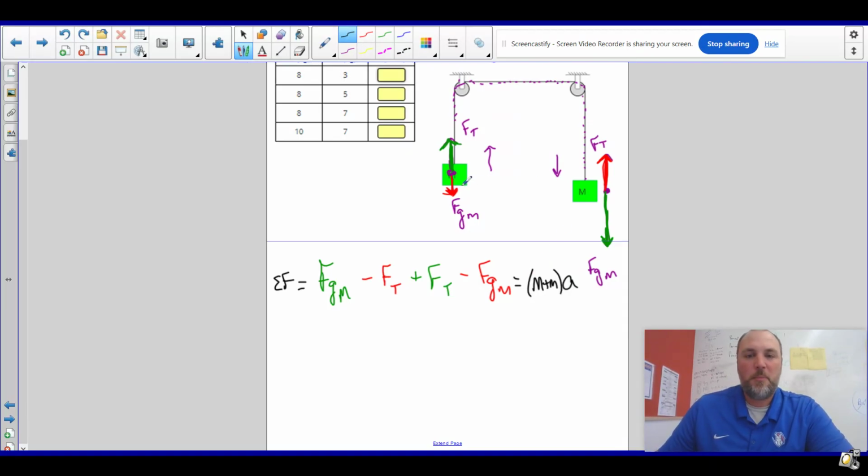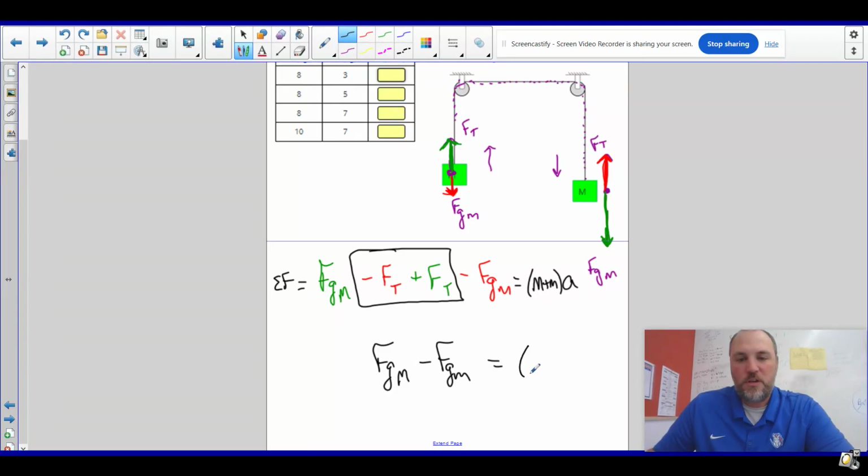So I have big M plus little m. And as we showed in the last video, when you have an internal third law pair, these tensions are going to cancel out. One is in the direction of motion, one is against the direction of motion. So really the net force on the system is just the weight of big M minus the weight of little m.